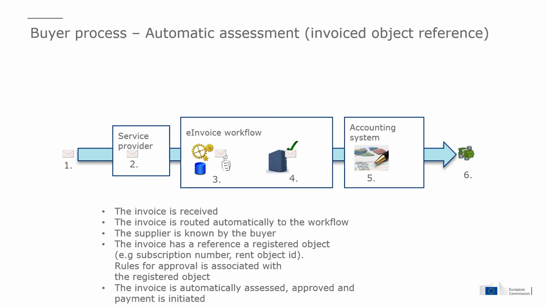Another approach is when you have some invoiced objects, such as a subscription or telecom, mobile phone invoices, energy or rent. In those cases, we have the invoice being received again. It's a known supplier, so it's directly being handed over to be matched against a registered object. And then beforehand, the buyer has defined rules associated with each object. So let's say that if it's a mobile phone invoice, then the amount must be below 50 euros. If it's below 50 euros, it will be automatically approved and paid.